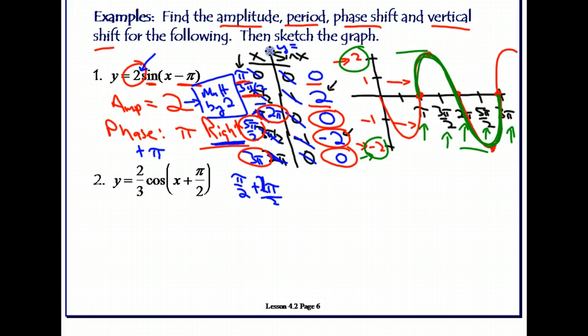All right, let's give ourselves a little space here. Let's try one more. And again, this is going to take time. These are not easy. Let me give myself just a little more space for this guy. All right, so we've got 2/3 cosine of x plus pi halves. Similar to the first one, we have the same two numbers. Now our amplitude, oh my goodness, is only 2/3. And the phase shift, we always do the opposite. So it's pi halves, but we're going to the left.